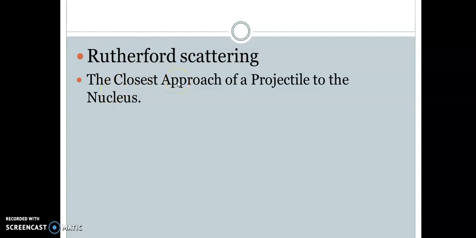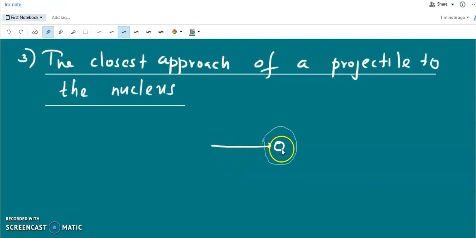So we have already discussed the first two parts, and now we discuss the third one, the closest approach of a projectile to the nucleus. We know that the nucleus is positively charged and the projectile is also positively charged. So there is a repulsive force between the projectile and the nucleus.